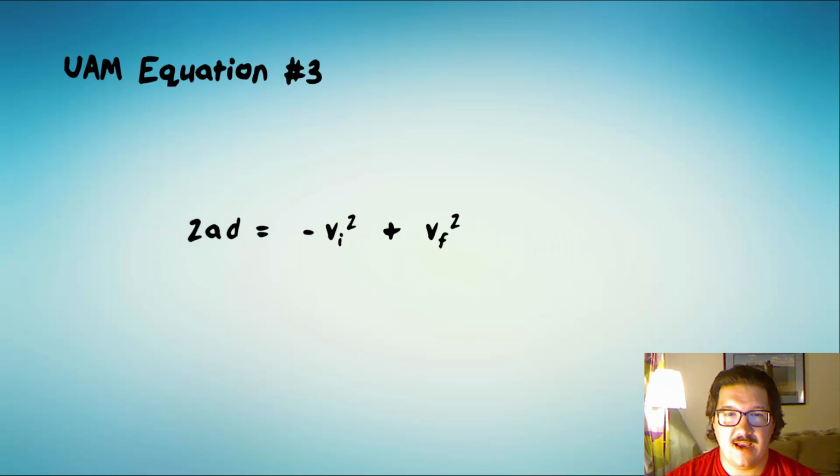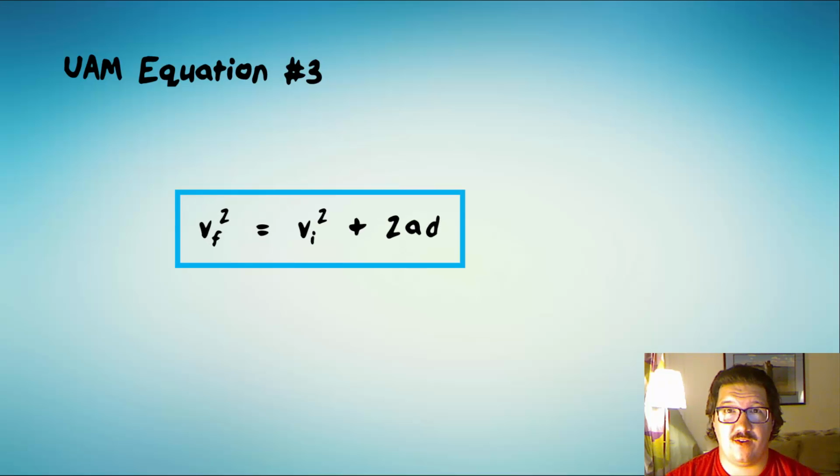We're almost done. Let's add that vi squared to both sides. And now we're done. We're just going to rearrange this. We get the equation vf squared equals vi squared plus 2ad. That is our third UAM equation.